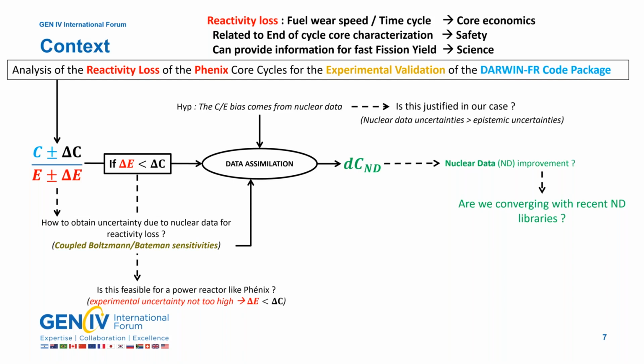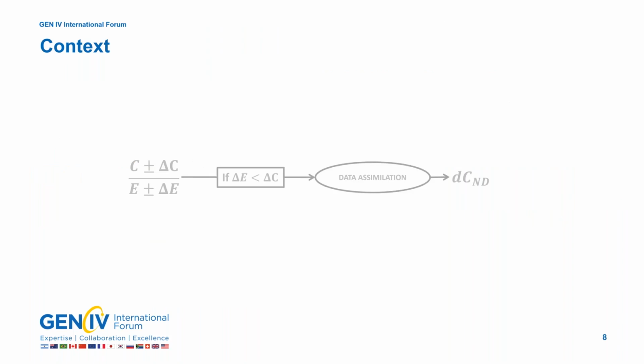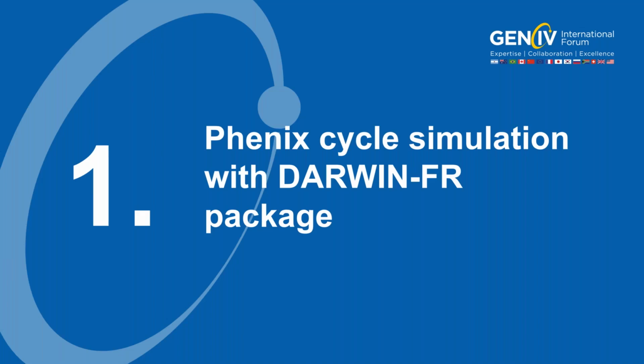And to go from VVUQ to data assimilation, we need to answer a certain number of questions like, is the experimental uncertainty low enough compared to nuclear data uncertainties? And are the biases from the DARWIN-FR code package sufficiently low compared to nuclear data uncertainties? So the structure of the presentation will be to highlight each part of this diagram, starting with how to compute the reactivity loss coefficient.